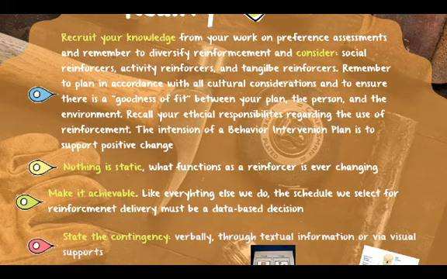So I want you to recruit your knowledge. We talked about preference assessment in the past. We've talked about reinforcement assessment. I want you to recruit that knowledge and bring it into the thinking here, bringing it into the module that we're currently talking about. And remember that reinforcement can be diverse. You've got social reinforcers, activity reinforcers, and tangible reinforcers.